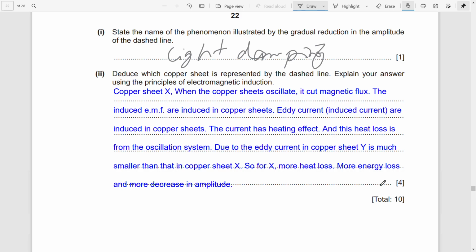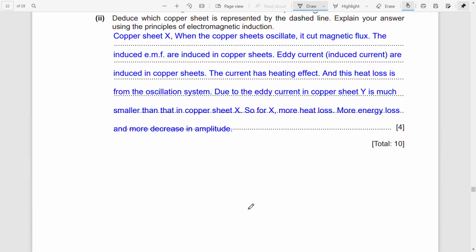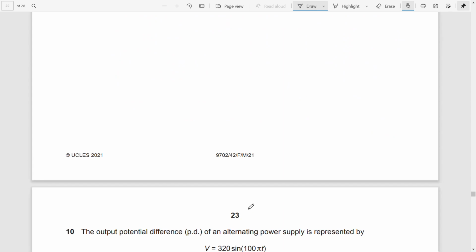So the answer: when the copper sheet oscillates, I told you it cuts magnetic flux. The induced EMF is induced in the copper sheet. Eddy current, induced current, is induced in the copper sheet. The current has a heating effect, and this heat loss is from the oscillation system. The eddy current in copper sheet Y is much smaller than that in copper sheet X. So for X, more heat loss, more energy loss, and more decrease in amplitude. 4 marks. But this is actually for 5 marks. You can write like this.